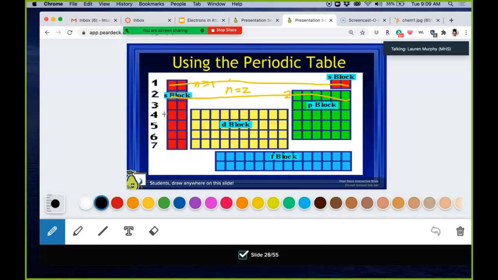Even though this is 4S right here, this row right here is not 4D. I need you to call it 3D. And then this is 4D, and this is 5D, and this is 6D.